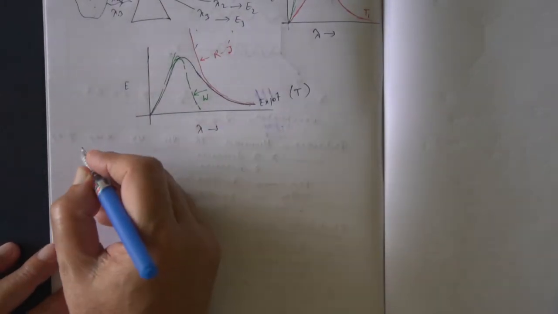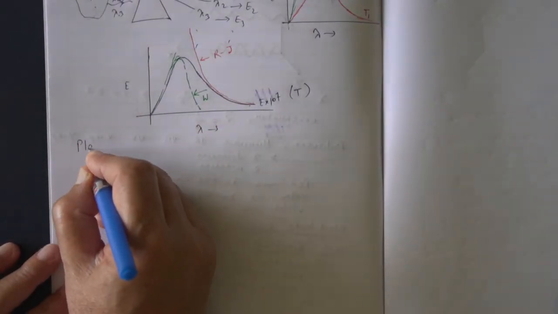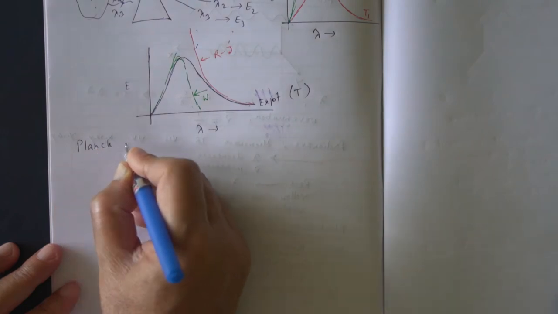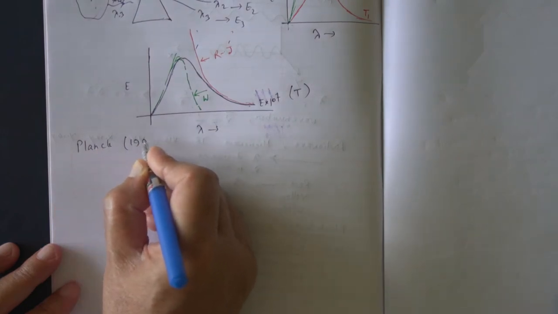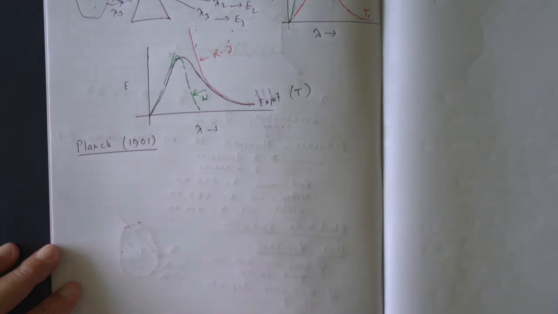And then Planck introduced his quantum theory in 1901. Planck introduces quantum theory. So, what did Planck say?